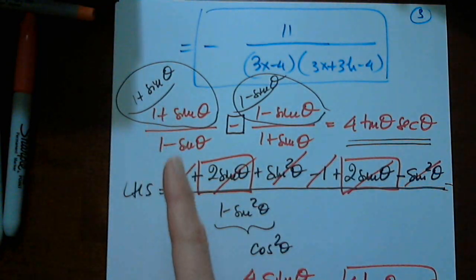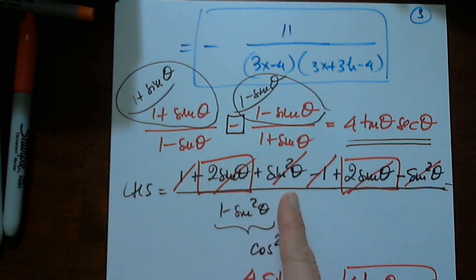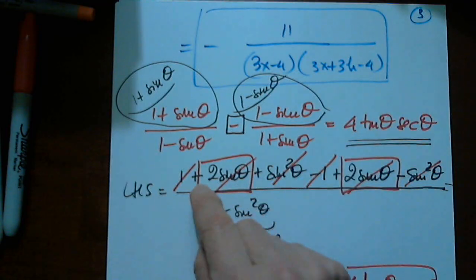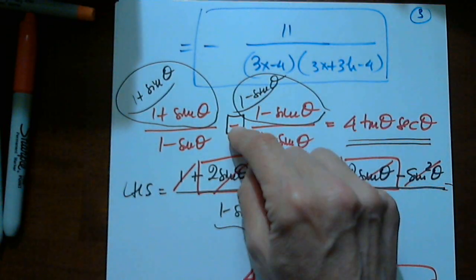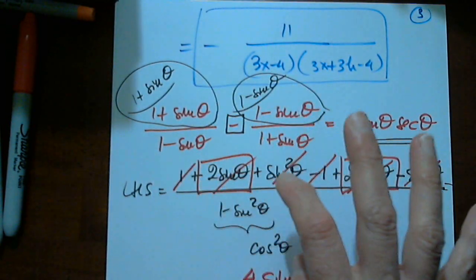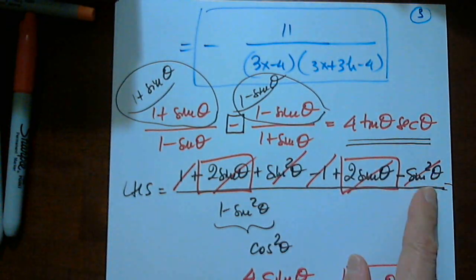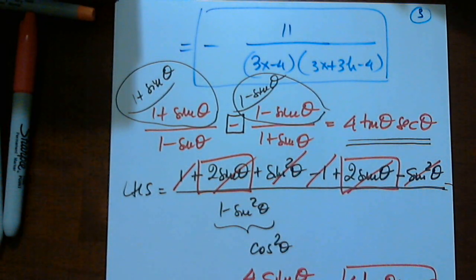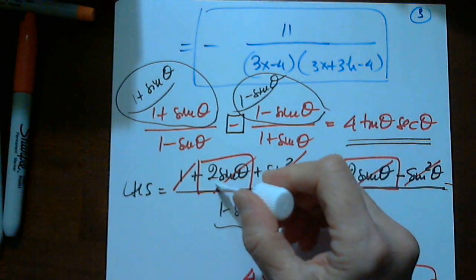So this has three terms, 1 plus 2 sine theta plus sine squared. This has the same three terms with minus in front, but there is a minus. So minus plus minus, minus plus minus. So I didn't mean to cross out the 2 sine theta plus 2 sine theta. These are both positive.